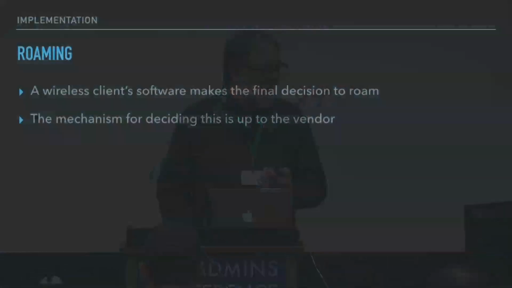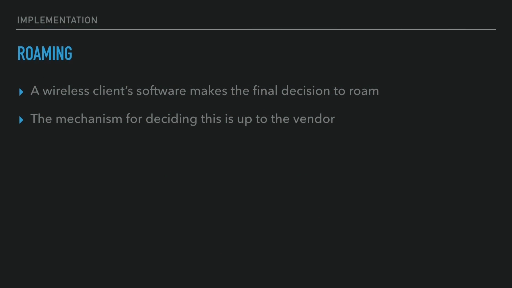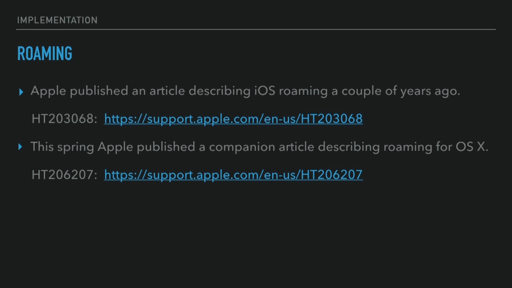What's interesting about it is that this is more of an implementation problem on the client side, because it's the client's wireless software, wireless drivers, or frameworks that make the final decision to roam from access point to access point. The mechanism for deciding to do this is up to the vendor. Now, Apple published an article describing iOS roaming a couple of years ago, and it contains a lot of really detailed information, but they left us hanging on OS 10 until this spring, when they published another article. And you guys will get these slides.